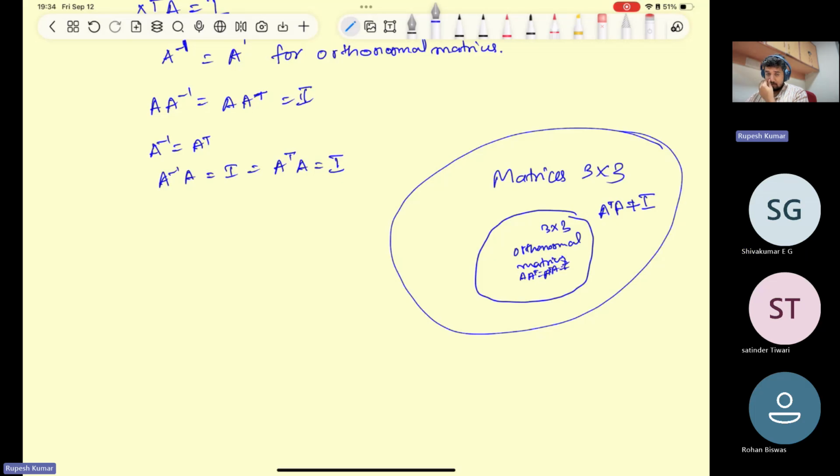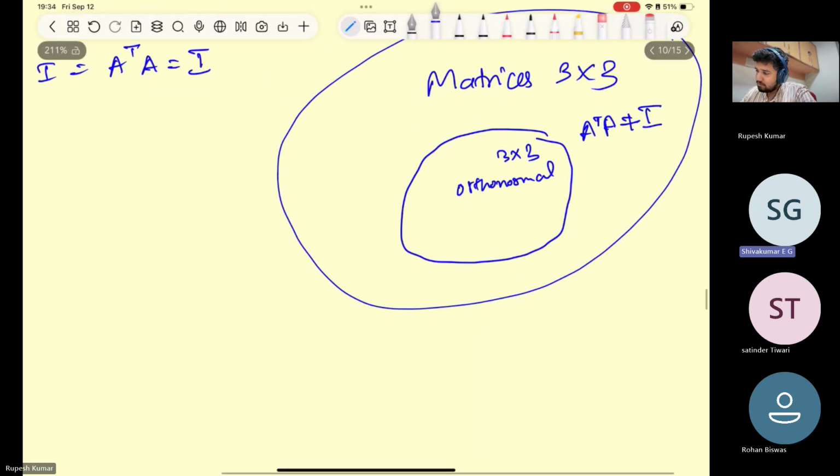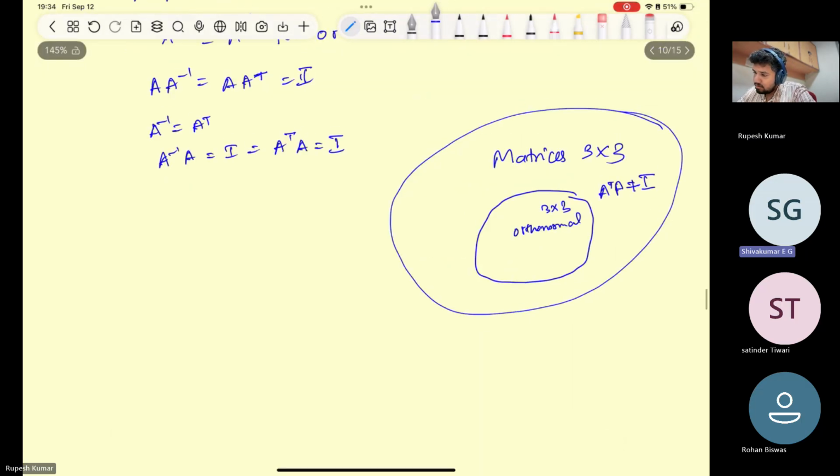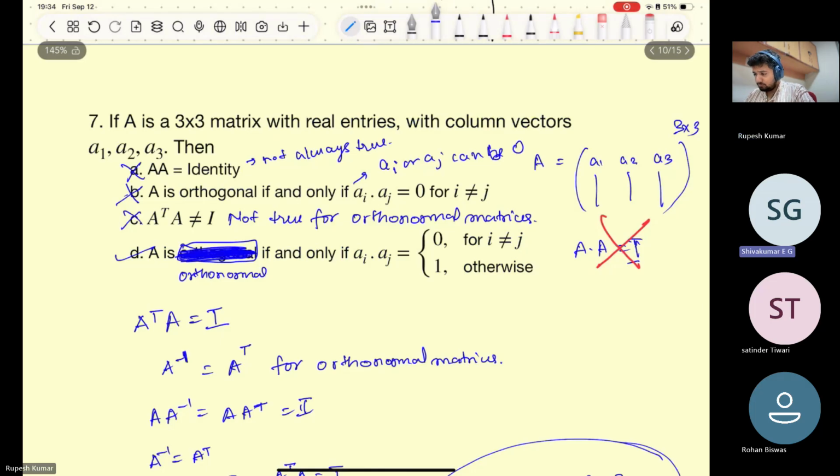Satyender, is this clear? That option B is like the dot product being zero, no? Yeah. Ai dot aj equals zero for i not equal to j is the dot product. So that angle becomes pi by 2.